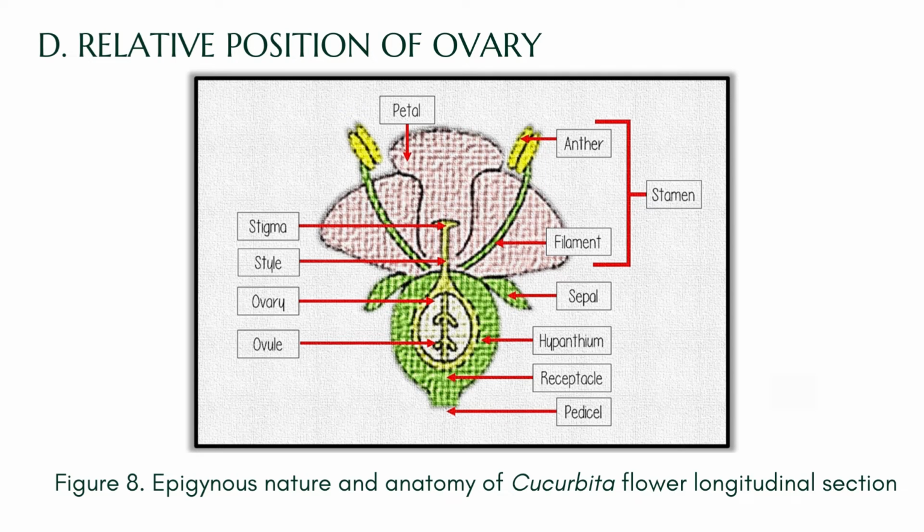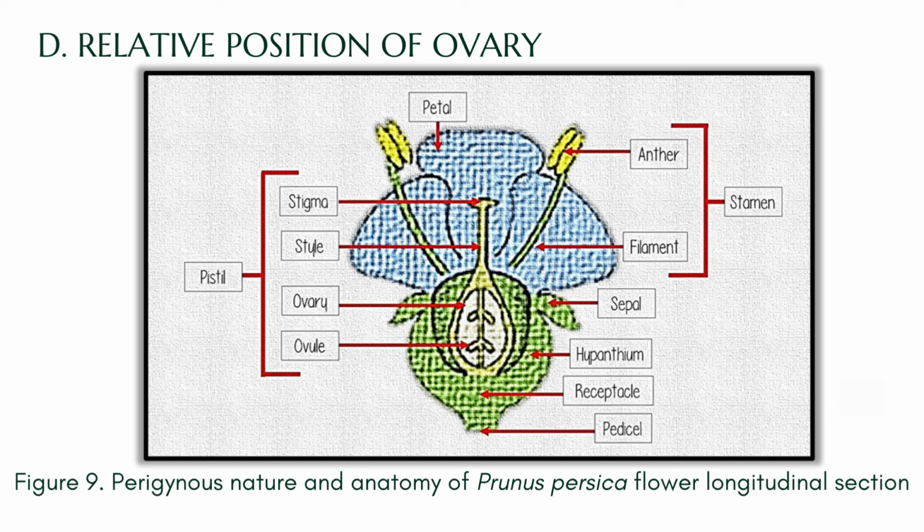In epigynous flowers, the hypanthium is fused to the gynoecium, and the free parts of the sepals, petals, and stamens appear to be attached to the top of the gynoecium. Lastly, Figure 9 shows the perigynous nature and anatomy of a peach flower in its longitudinal section. In perigynous flowers, a hypanthium, or the floral tube formed from the fusion of the stamens, petals, and sepals, is attached to the receptacle below the gynoecium and surrounds the ovary. The ovary is superior, and the free parts of the petals, sepals, and stamens are attached to the rim of the hypanthium.